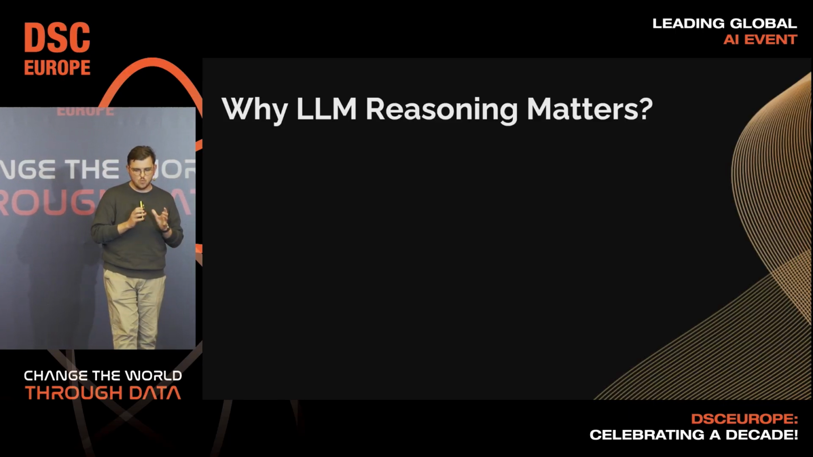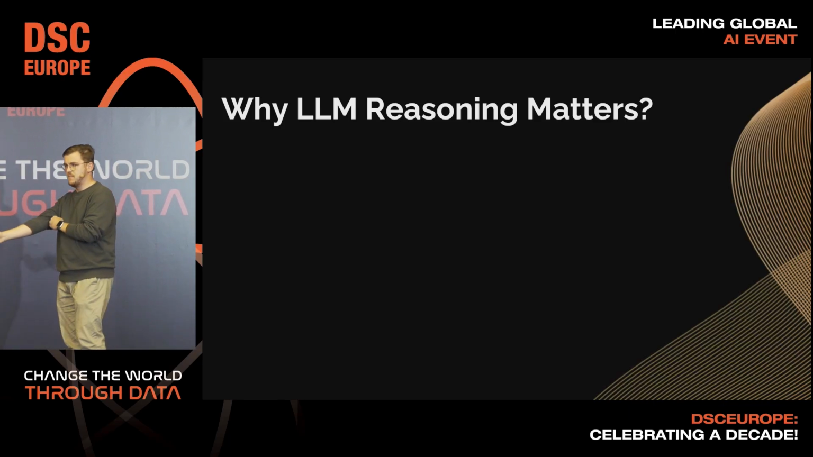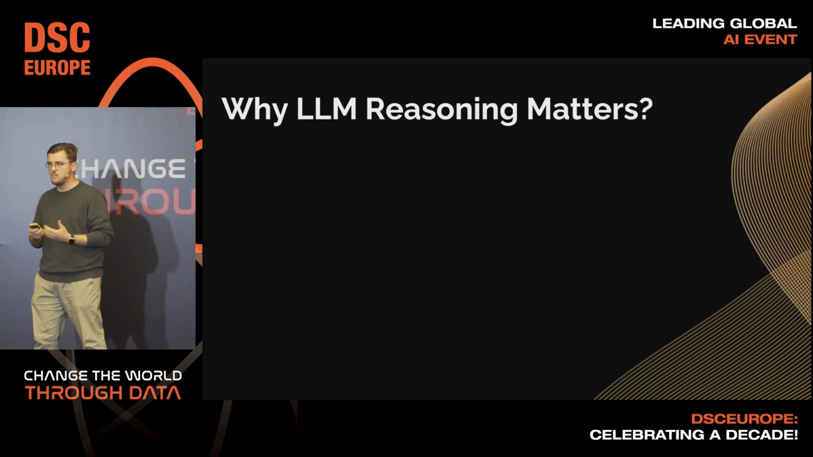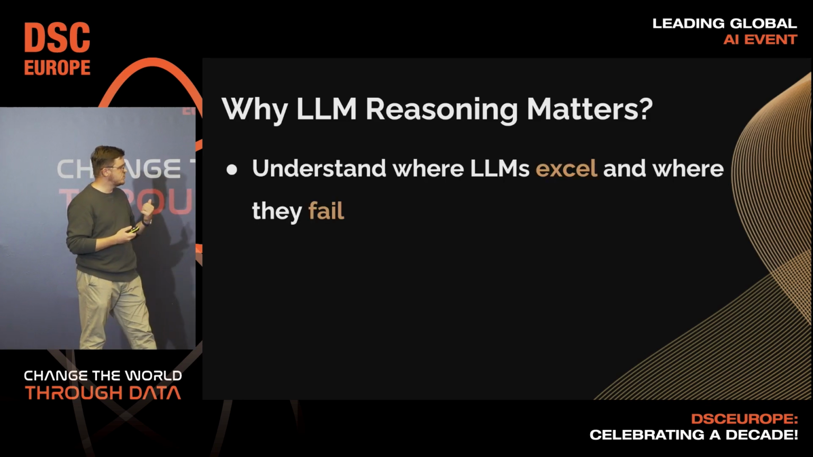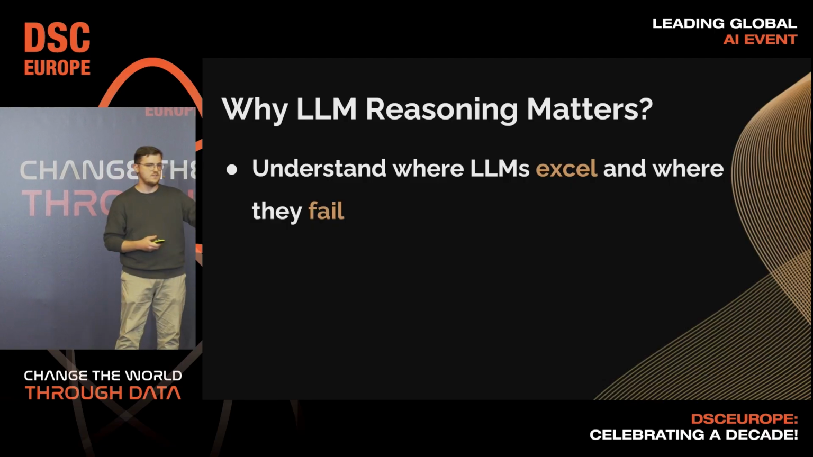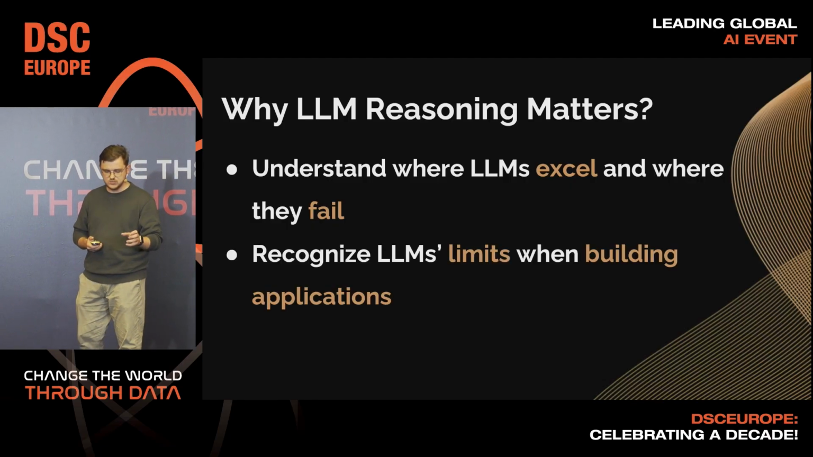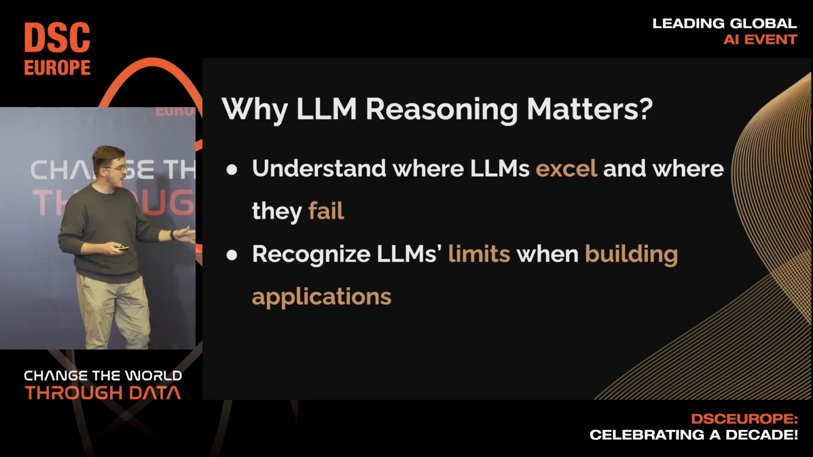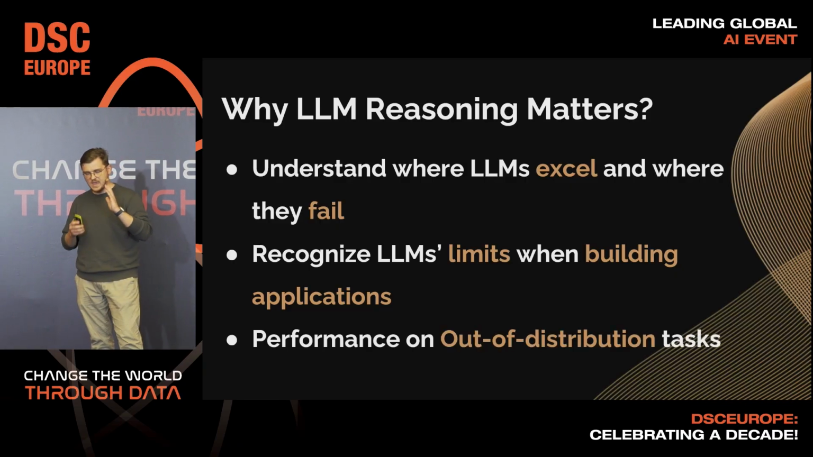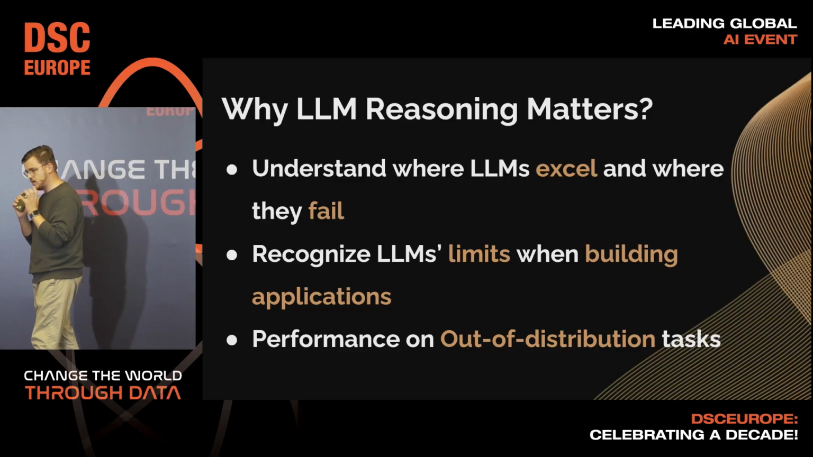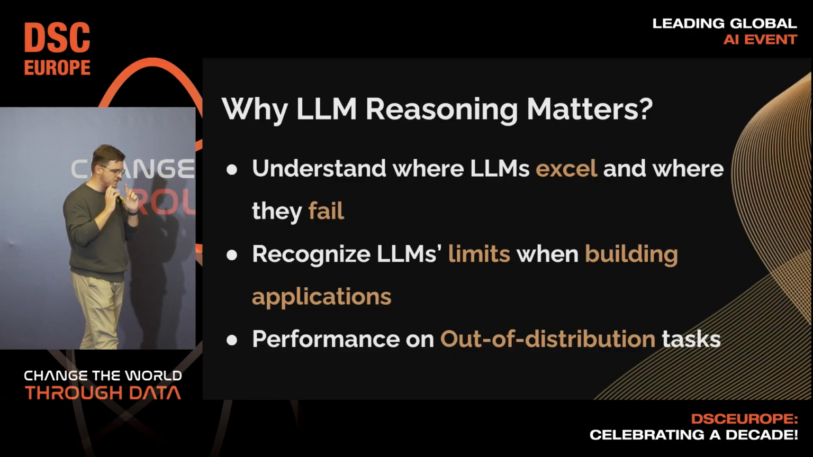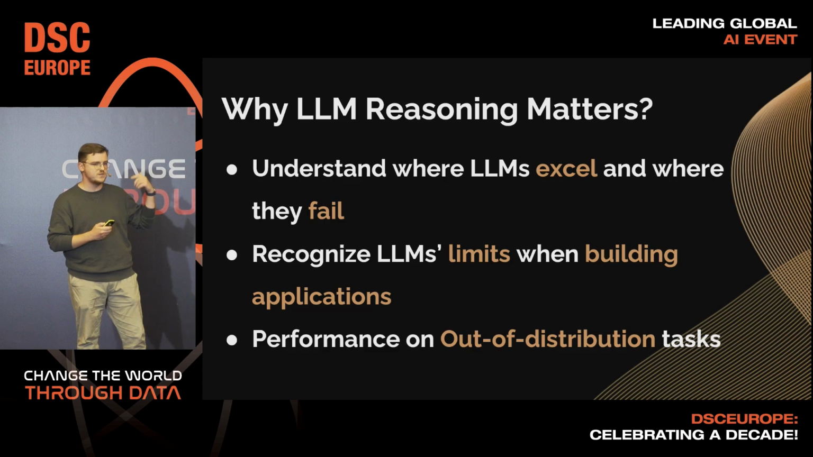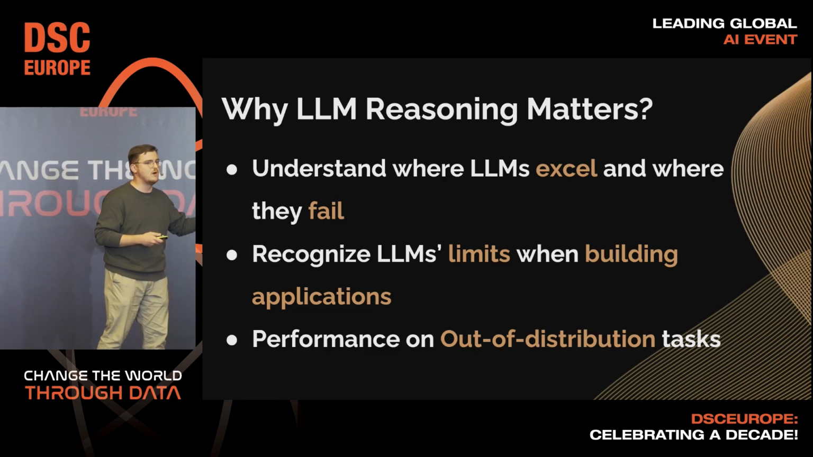So, done with the formalities, why does reasoning in LLMs matter for us as developers or people who make business decisions? Reasoning matters in order to understand where LLMs excel and where they fail, in order to recognize what their limits are when we build applications that use LLMs under the hood. And the last one: with what degree of certainty could we be sure to deploy these models and allow them to perform without control on out-of-distribution tasks?